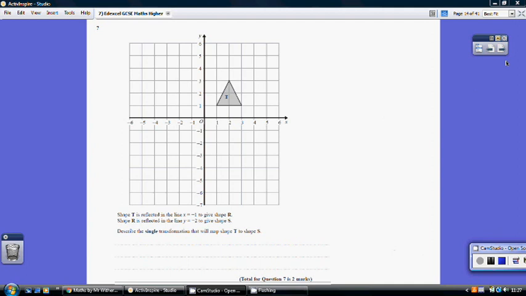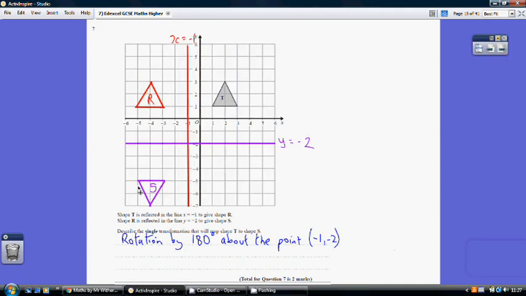Question 7. So we start off by reflecting shape T in the line x equals -1. So remember that's this vertical line down through -1. So reflecting this across we come to here, and this is shape R. Now we've now got to reflect this in the line y equals -2, which is this horizontal line. That takes us to the shape here. So this is where we end up.